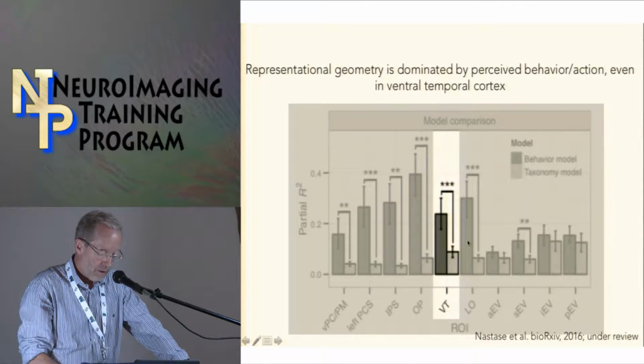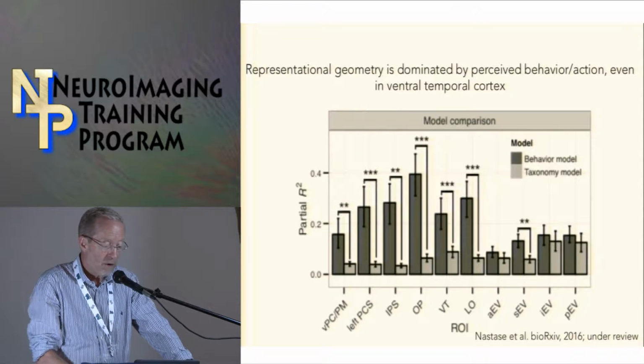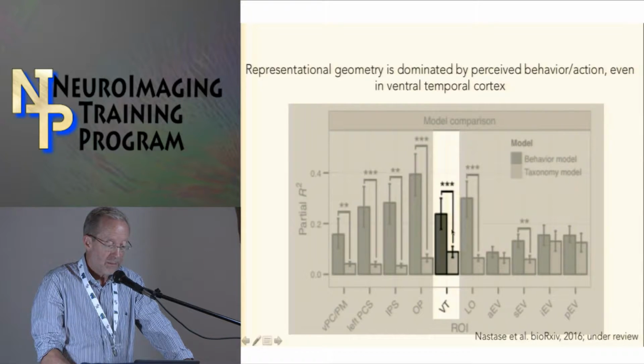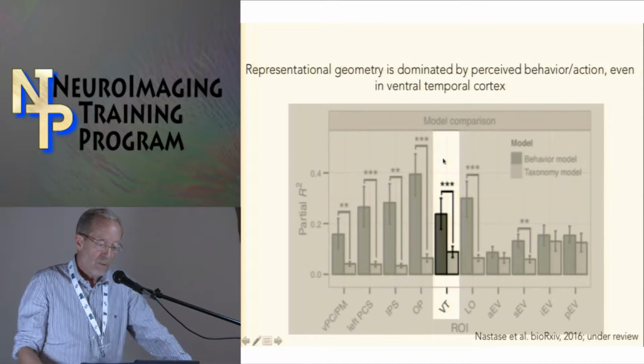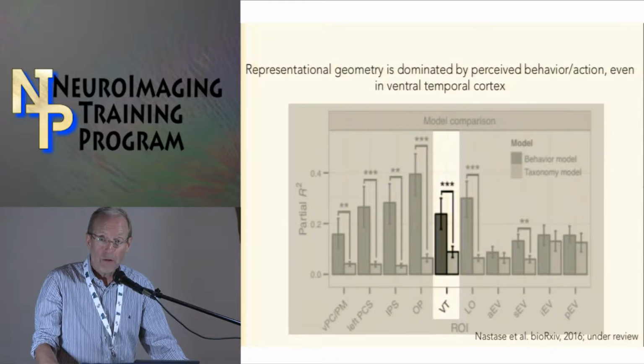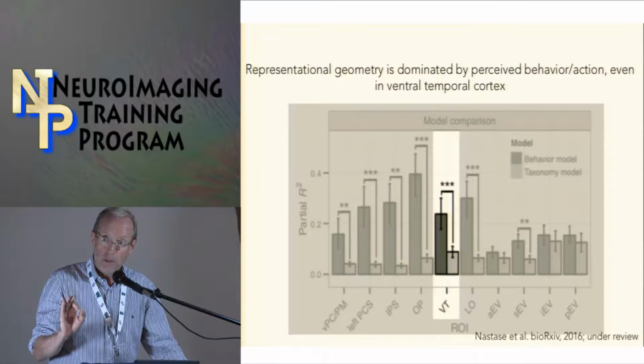So the amount of variance explained is much higher. It's over twice as much variance accounted for, even in ventral temporal cortex. Now, this is something that's really surprising, and people are having a hard time accepting it, that in this particular study, we're finding that the representational geometry reflects representation of behavior, the actions of animals we're looking at, more than the type of animal. So motion more than form, but a specific kind of motion that depicts the intentional behavior.